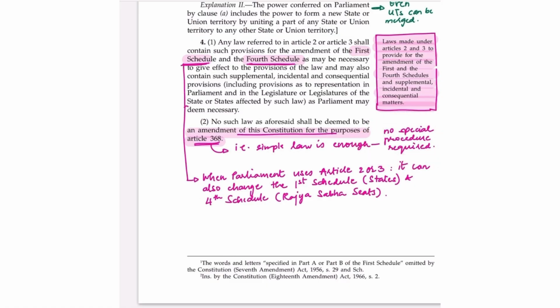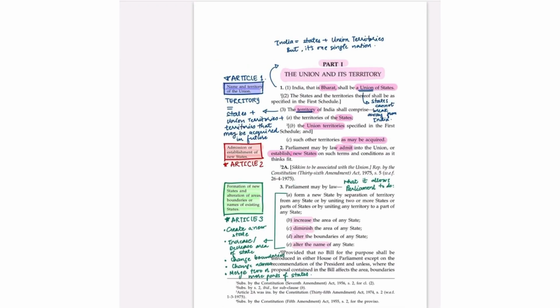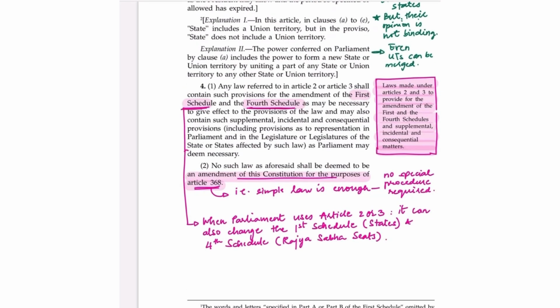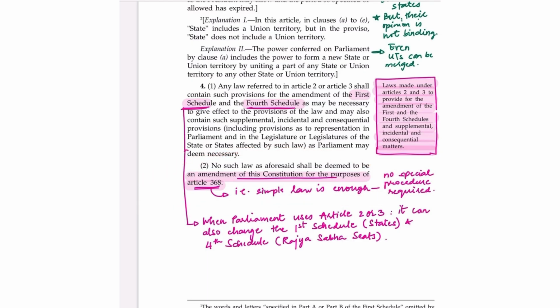Okay, by simple law you can make the changes. So I hope you've understood. Article 1 is the name, Article 2 is admission or establishment of new states, new is important. Article 3 is changes to the existing states. And Article 4 is, it is not a constitutional amendment. Okay, let us move forward.